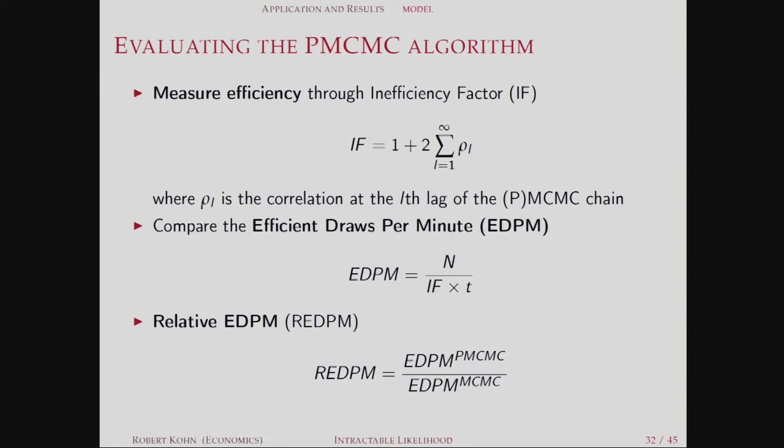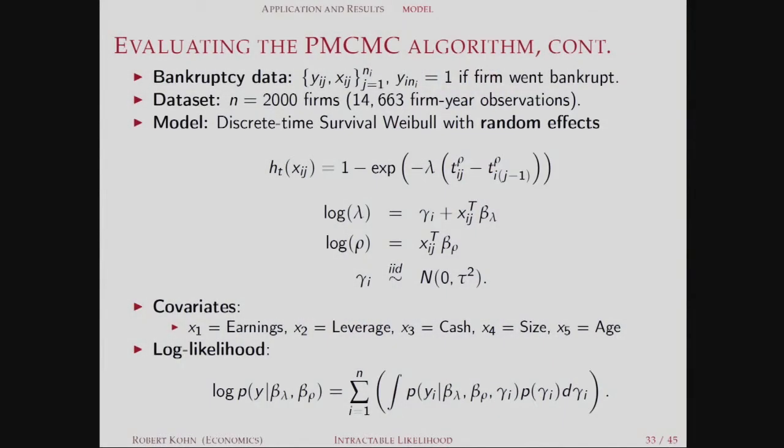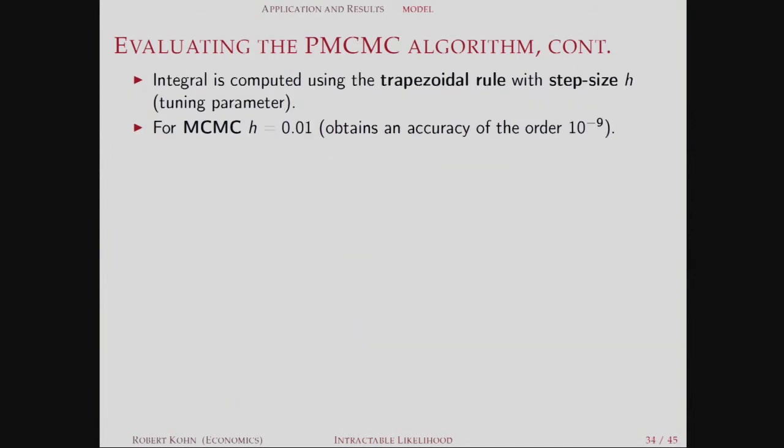So at present, in the work that I'm going to present now, I'm looking at bankruptcy data. One if a firm went bankrupt, 0 otherwise. We've got a data set of 2,000 firms, so that's not too big. And we've got the survival rate given through this model, and there are random effects here. The way we treat the likelihood is that we integrate out the random effects through a trapezoidal rule. So we can get an exact answer for this. For MCMC with h equals 0.01, we obtain an order of accuracy of 10 to the minus 9.